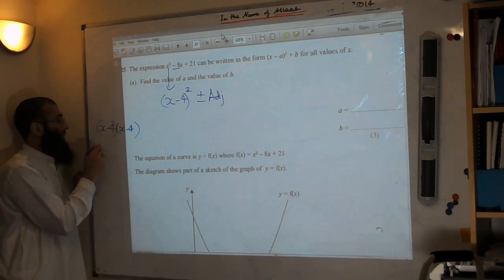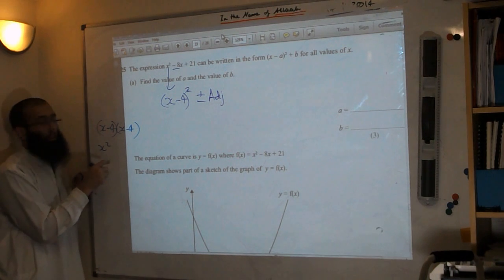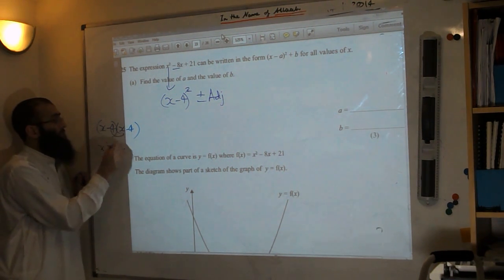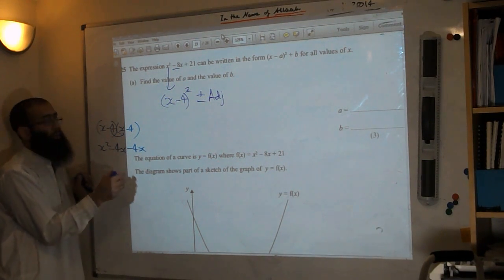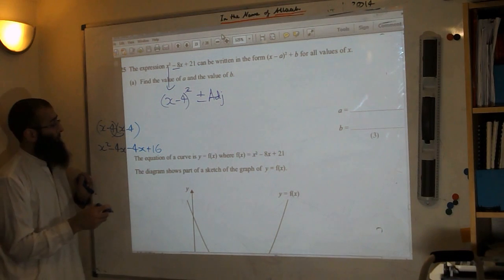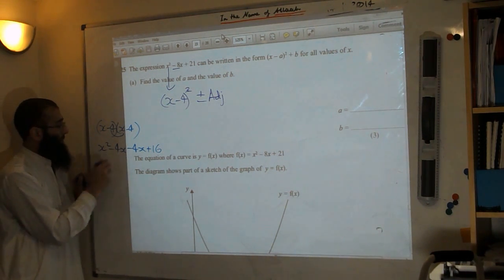Okay, x times x is? x squared. x times minus 4 is? Minus 4x. Minus 4 times x is? Minus 4x. Minus 4 times minus 4 is? Plus 16. So that will give us a total of x squared minus 8x plus 16.